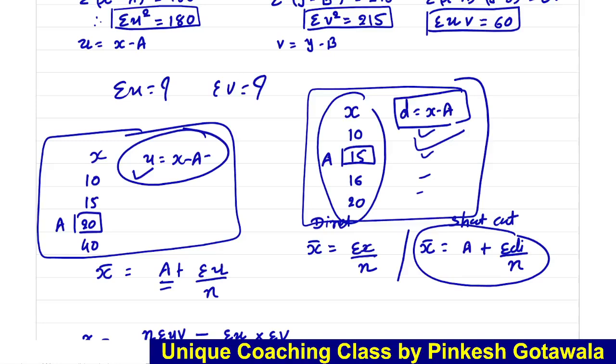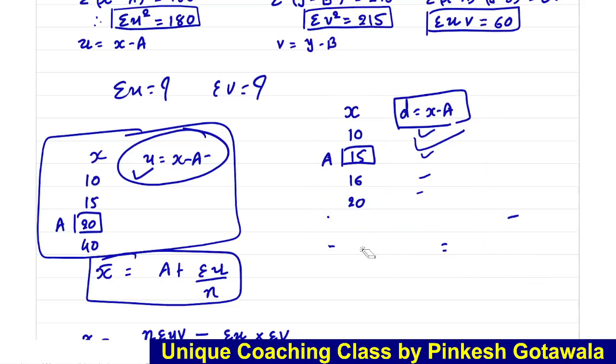Sigma u divided by n. Okay, so the same formula, we have to apply this shortcut method formula. X bar is equal to a plus sigma u divided by n. Now what would be the formula for y bar?